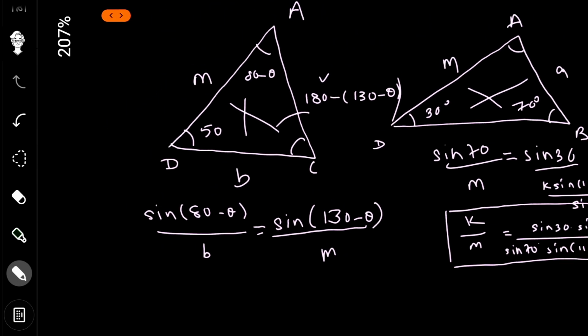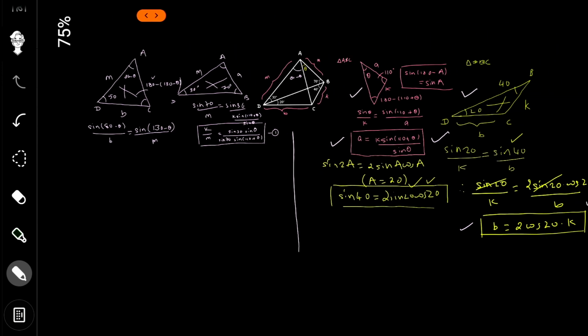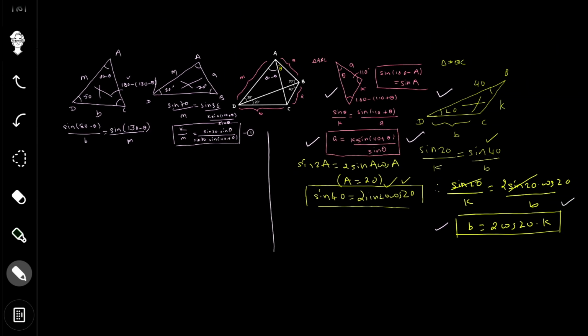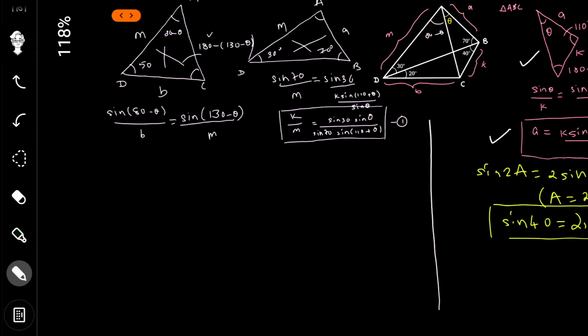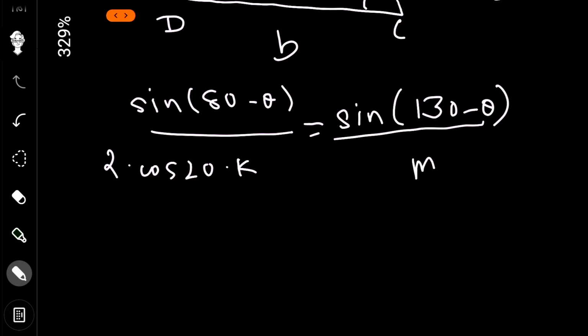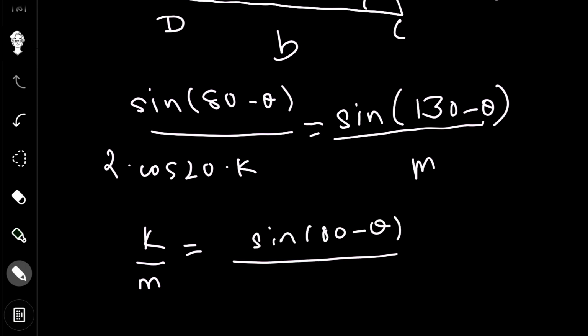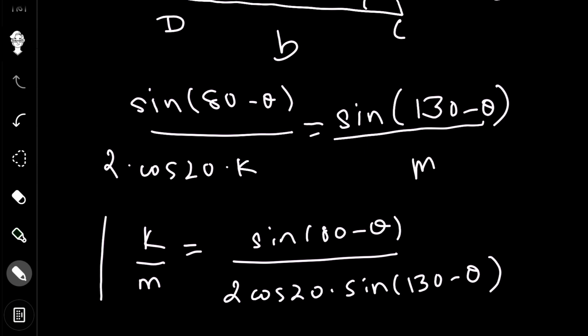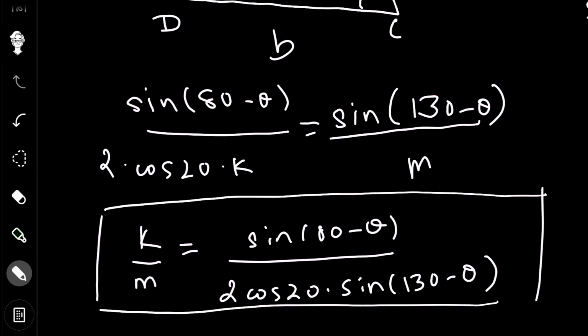Okay. Now previously we have got the value of B in terms of K, that you can see over here. The value of B was 2 times cos 20 into K. So I'll replace that value over here. B will get replaced with its value, that is 2 times cos 20 degrees multiplied with K. Now by doing the cross multiplication, I can get the value of K upon M, and that would be equal to sine of 80 degrees minus theta divided by 2 times cos 20 degrees multiplied with sine of 130 degrees minus theta. So here we have got the second value of K upon M.